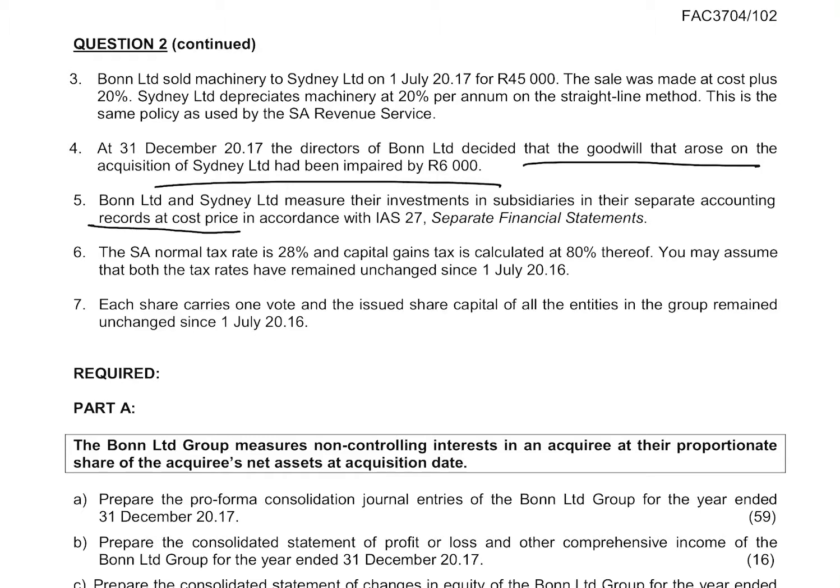The SA normal tax is 28%, and capital gains tax is 80%. You may assume that both tax rates have remained unchanged since the 1st of July 2016. Right, then we move on. Each share price and vote are issued, and the issued share capital of all the entities in the group remained unchanged since the 1st of July 2016.